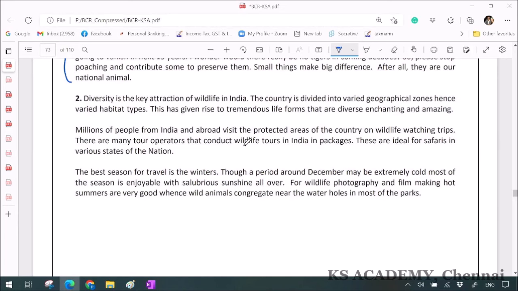Owing to salubrious sunshine. Salubrious means healthy. Here, salubrious sunshine, healthy sunshine. Full stop. Summer, comma, when wild animals gather around water holes, is ideal for wildlife photography.